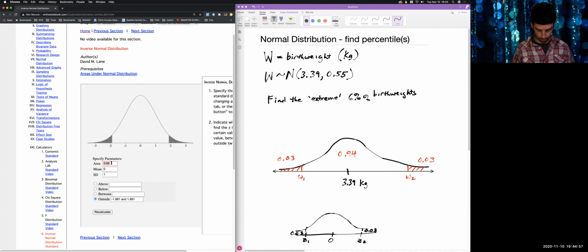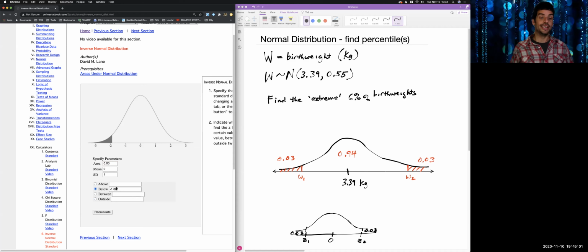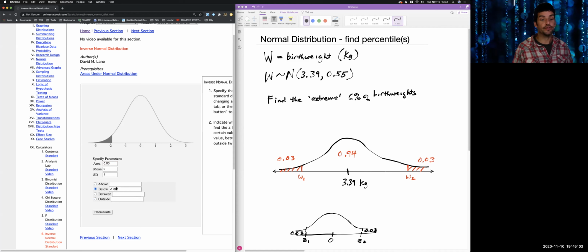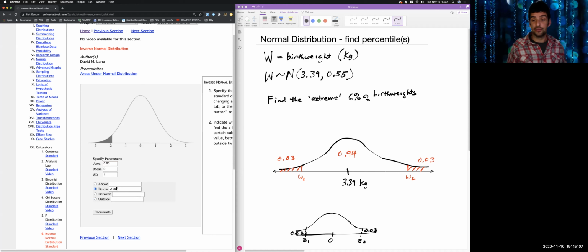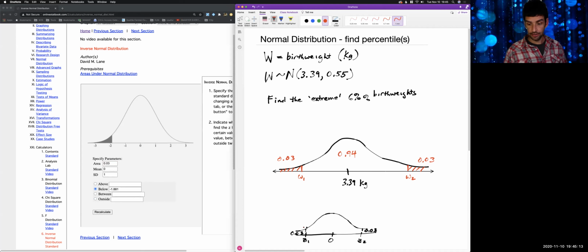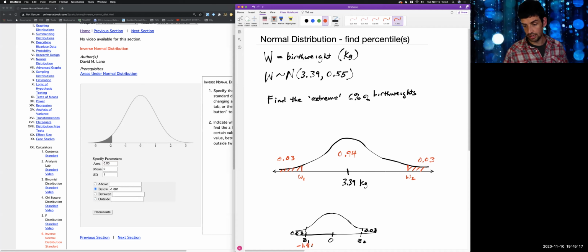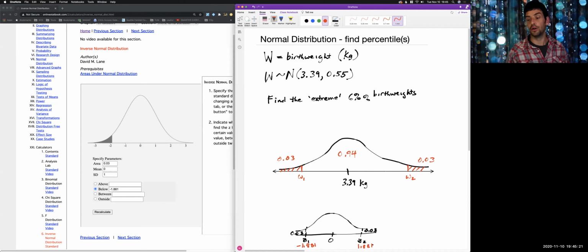Just to confirm, we could do 0.03, let's say below. It just gives us the lower one, negative 1.881. And if we thought this through, we would know that it's going to be symmetric anyway. And so that would be a good enough way to get this. So let's write that down. Z1 we now have as negative 1.881, and Z2 we have as 1.881.